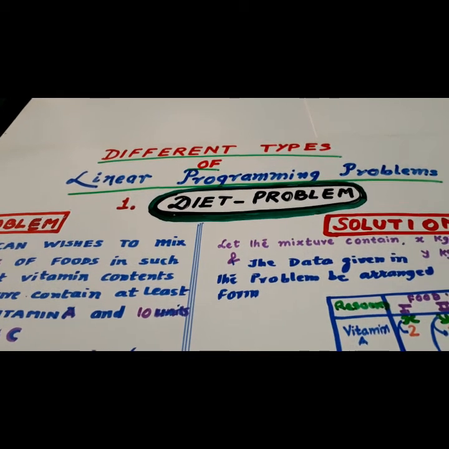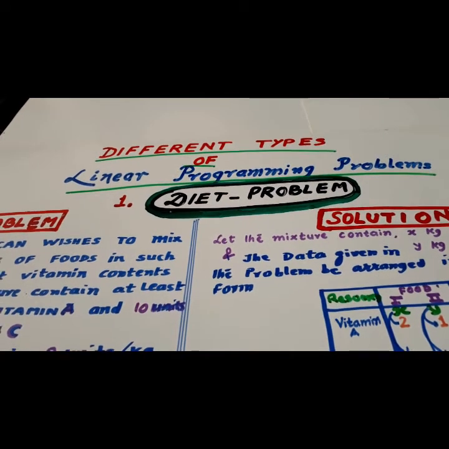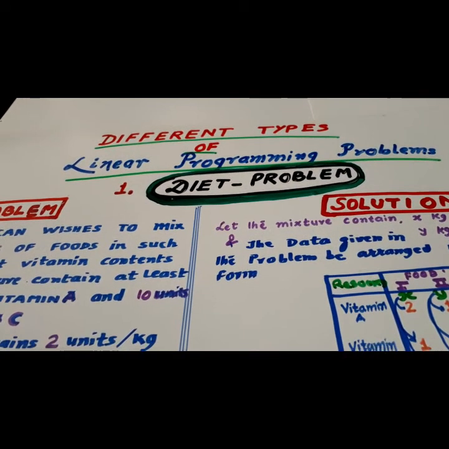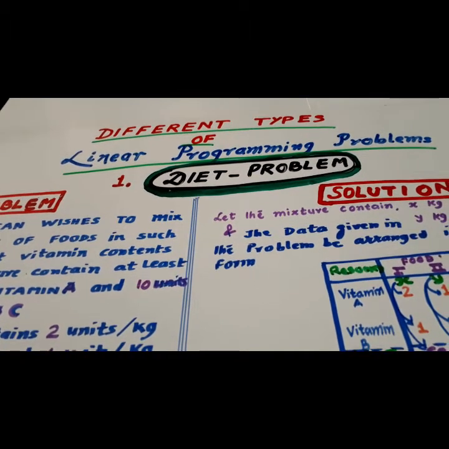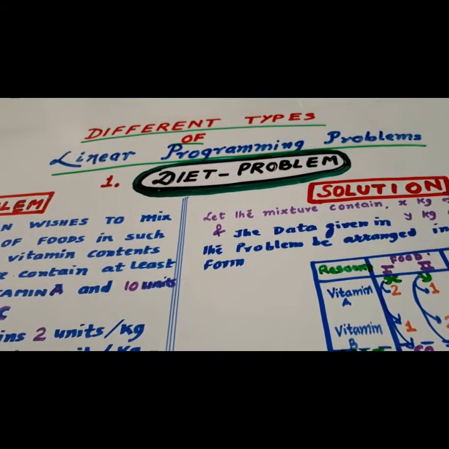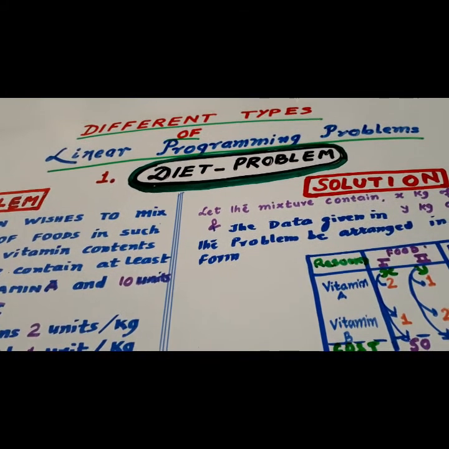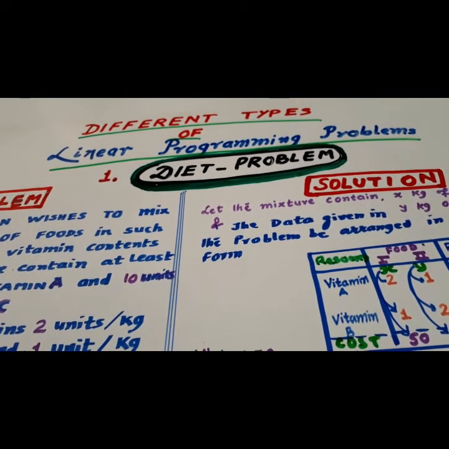Hello friends, I have come to discuss different types of linear programming problems. The first problem is the diet problem. I told you there are problems like the Delhi metro train, diet problems, manufacturing problems, and transportation problem. So this is the first one, the diet problem.